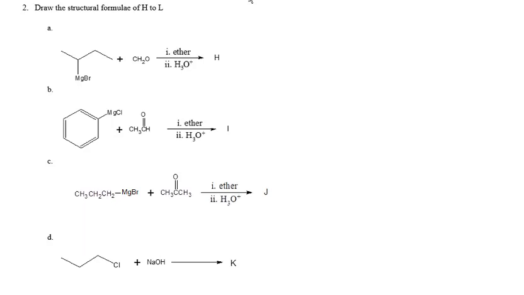Draw the structural formula of H to L. So for A, we have our Grignard reagent. There are 4 carbon in our Grignard reagent. So let us label the delta negative nucleophilic site of the Grignard reagent, and the delta positive magnesium. The Grignard reagent reacts with methanal in ether as a solvent in our first step, followed by hydrolysis. There is a delta positive, the electrophilic site, in our methanal.